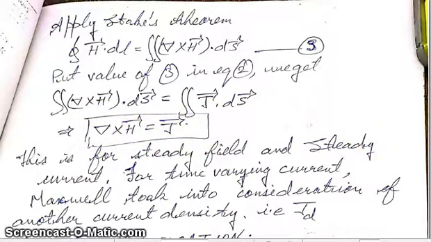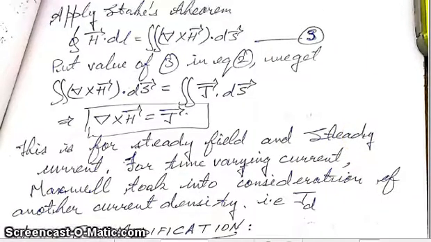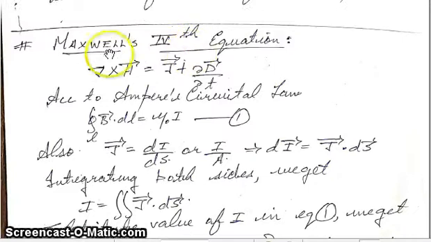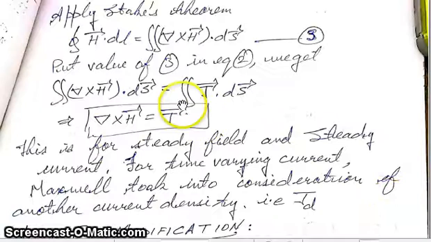For time varying current, Maxwell took into consideration another current density. Actually our aim is to find Maxwell's fourth equation, this one, right? We had obtained only del cross H is equal to J vector, so there is some missing term. This equation is for steady field and steady current. For time varying current, Maxwell took into consideration another current density, that is J D vector, right?